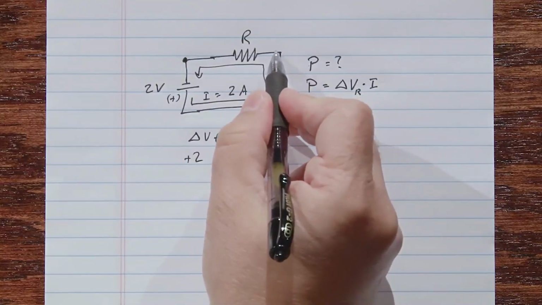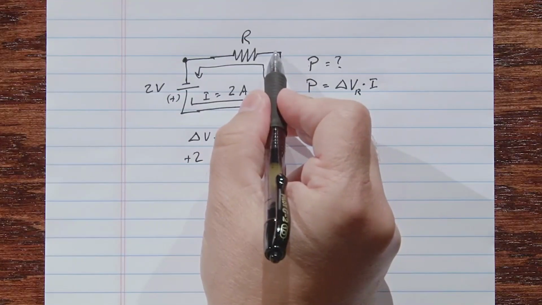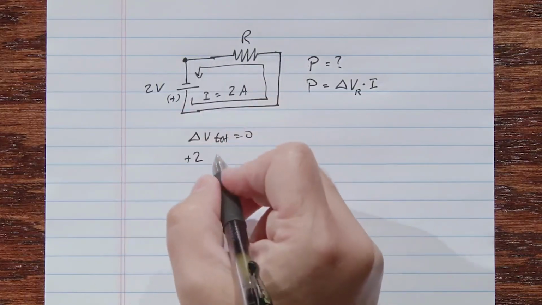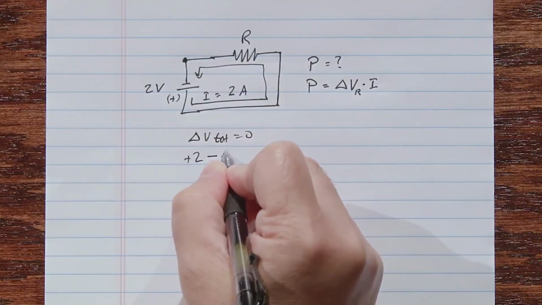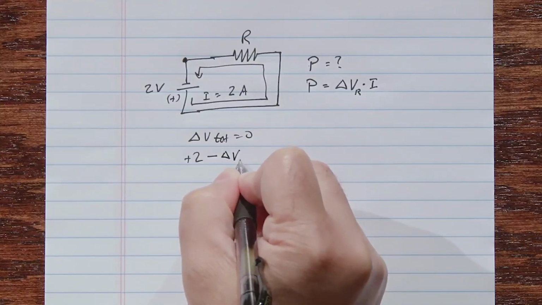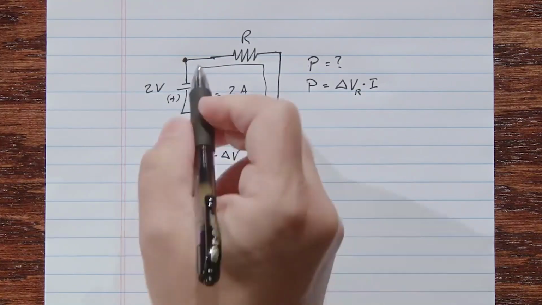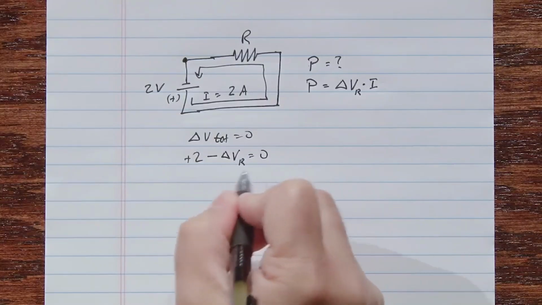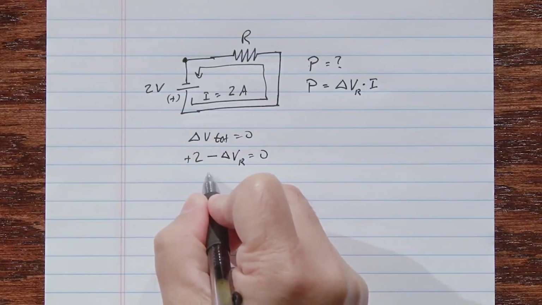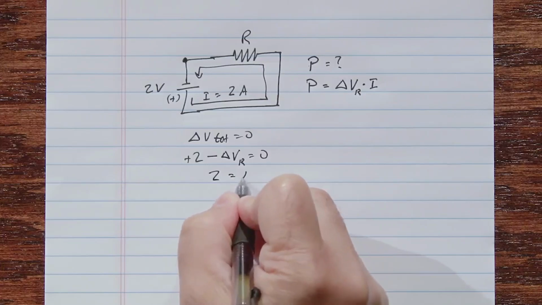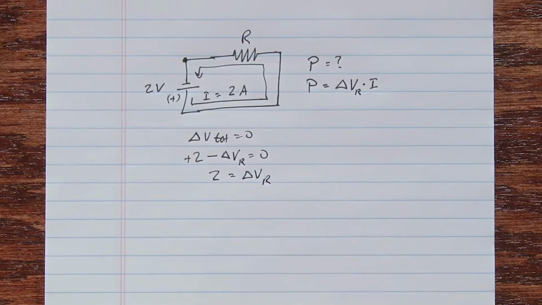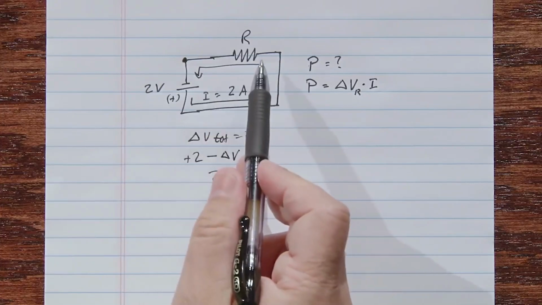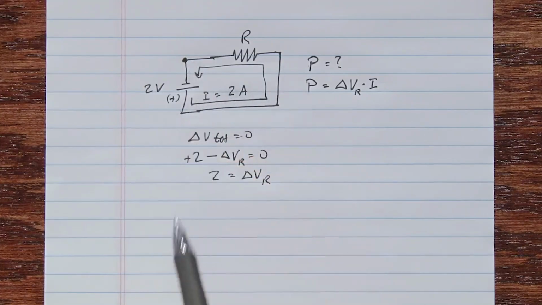And then we have the voltage change across the resistor. We're going with the current, so we're going down voltage. So that would be minus delta V across the resistor, and then we're back where we started, so it has to equal 0. So by adding delta V resistor to both sides, we see that 2 is equal to delta V resistor.